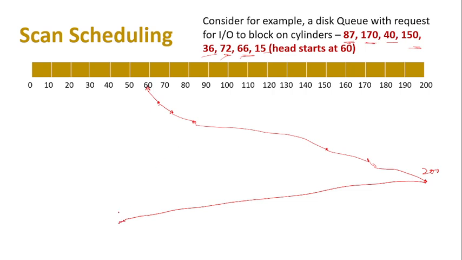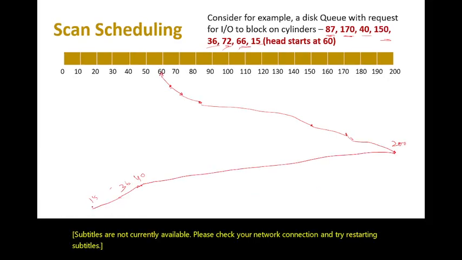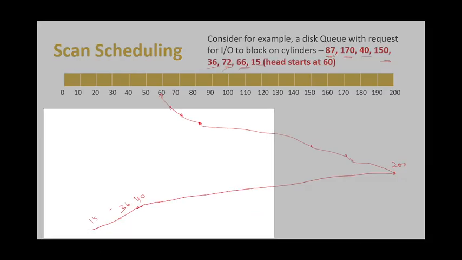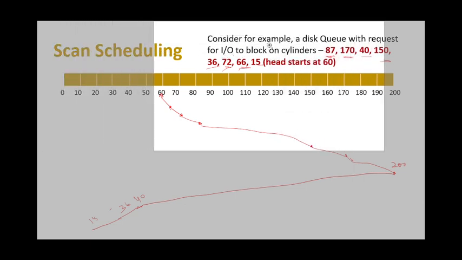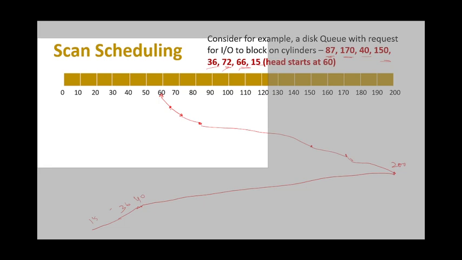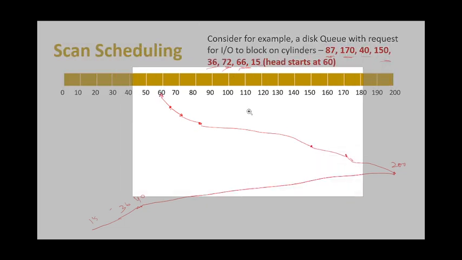This is 40. From 40 we are going to 36. And from 36 we are going to 15. By this we end the concept. So here the concept is, consider for example a disk queue with input output blocks 87, 170, 40, 150, 36, 72, 15, and this is the scan scheduling.